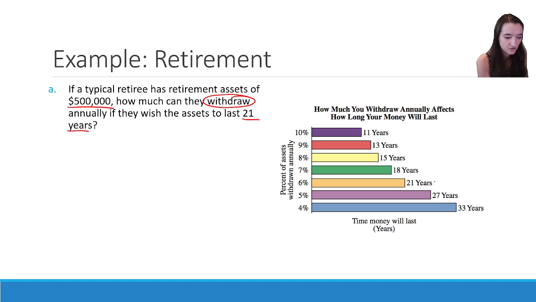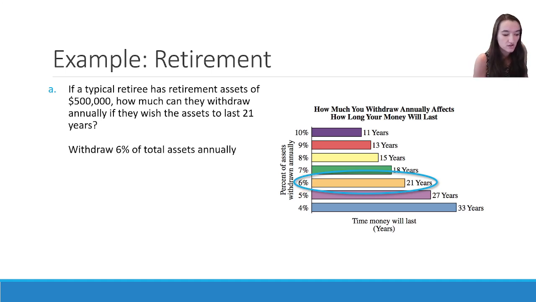Well, 21 years is part of the chart. There are no percents in this problem, and no dollar amounts in the chart. The only relationship I can see is that 21 years, so that seems like it's going to be important. The 21 years says that the percent of assets withdrawn annually is 6%. So we want to withdraw 6% of the total assets annually.